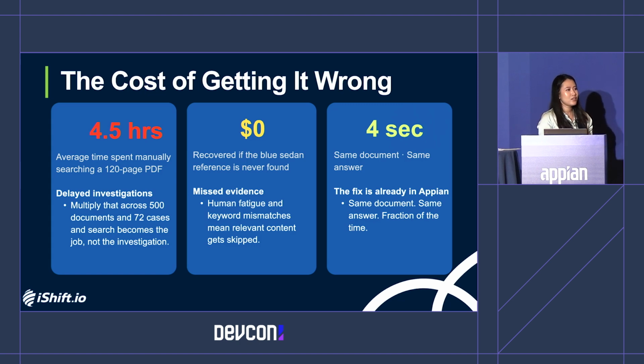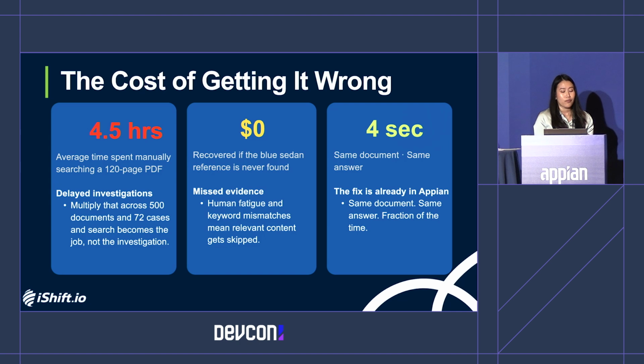That means that Jay is going to have to look through everything himself. If he's looking through a file that's like 120 pages, scrolling, doing Control F, changing the words, that can take him 4.5 hours. And if you guys remember, Jay is juggling 72 cases and 500 documents, so that is a lot of work. If you multiply this across teams, that's not just an afternoon's worth of work, but an entire week's worth of work.